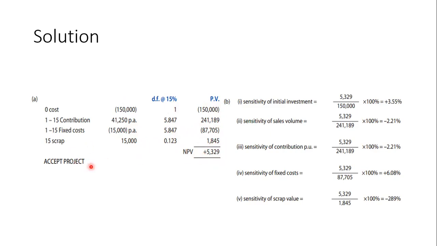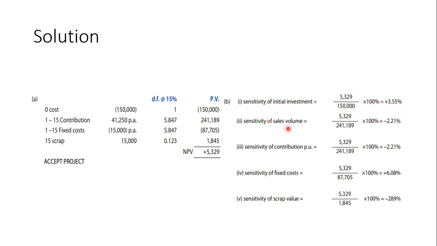Now, if we go ahead with the project, what are the risks in this? So that is what the second part seeks to ask. What is the sensitivity of the initial investment? Sensitivity of the initial investment is the net present value of the investment divided by the initial investment of 150,000. Express that as a percentage, and that gives you 3.55. So this is the sensitivity.